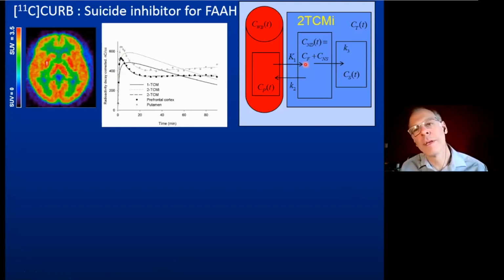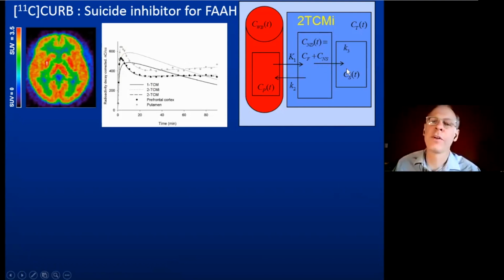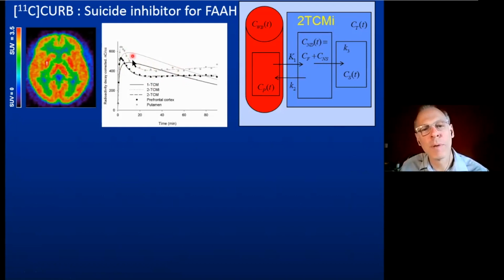This is how a two-tissue compartment model, irreversible, looks like. In this case, the second compartment is irreversible. The radioligand can travel only in one direction. And these are the time activity curves in black for the prefrontal cortex, in gray for the putamen. The one tissue compartment model does not fit the radioligand. For the putamen, the two tissue compartment model irreversible fits very well, but it's difficult to see.